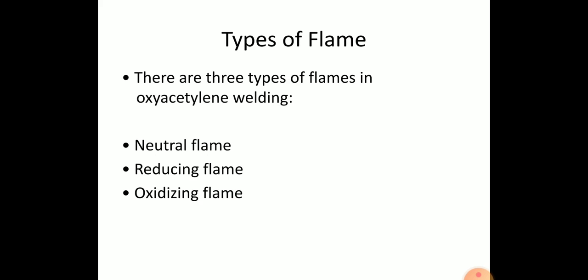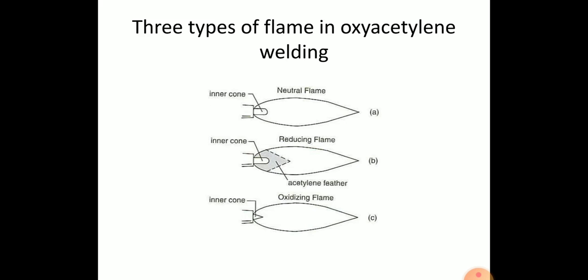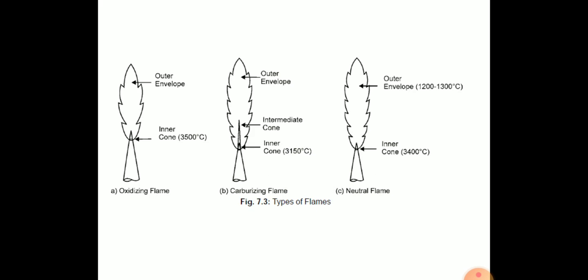The first one is a neutral flame, the second one is a reducing flame, and the third one is an oxidizing flame. See in the figure, the first one is the neutral flame, then the reducing flame and the oxidizing flame. The first is the neutral flame. The temperature of its upper side is 1200 to 1300 degrees Celsius and the inner cone is 3400 degrees Celsius. We will discuss the neutral flame in detail.